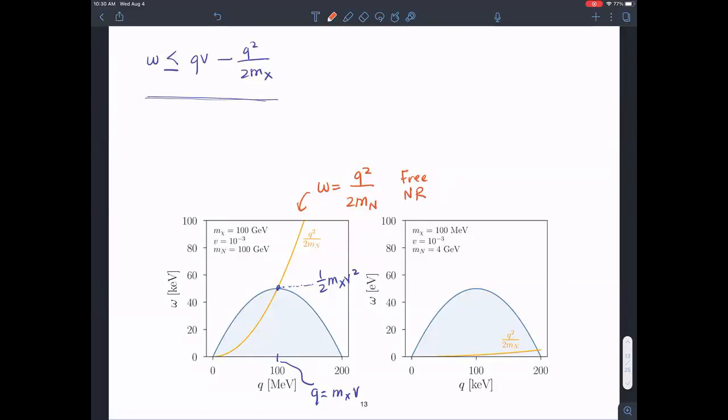So the idea then is this function I introduced, this S of Q omega. What it actually will look like, I won't get into deriving this, but it'll scale as the number density of your nuclei. It'll include this Helm form factor. And it will have a resonant response on this free nuclear recoil.